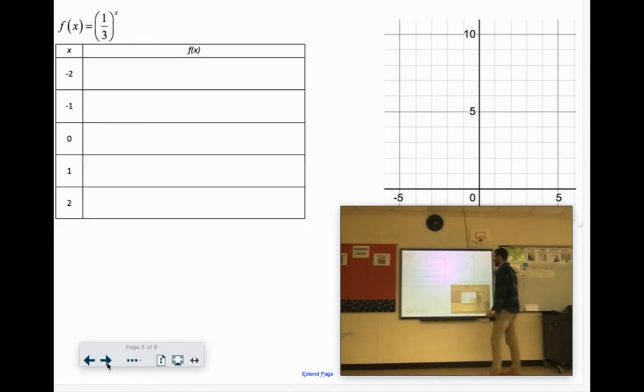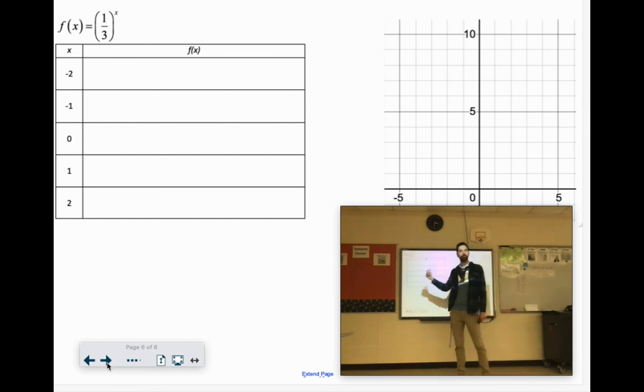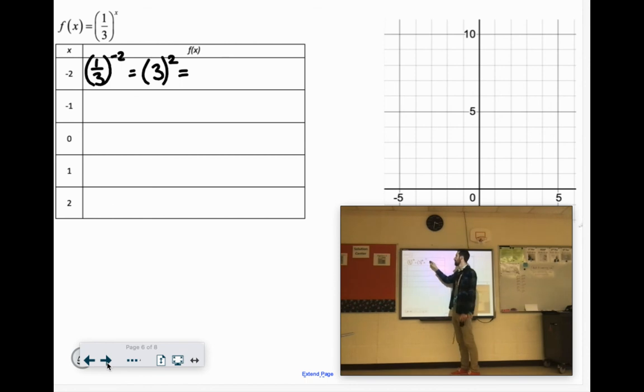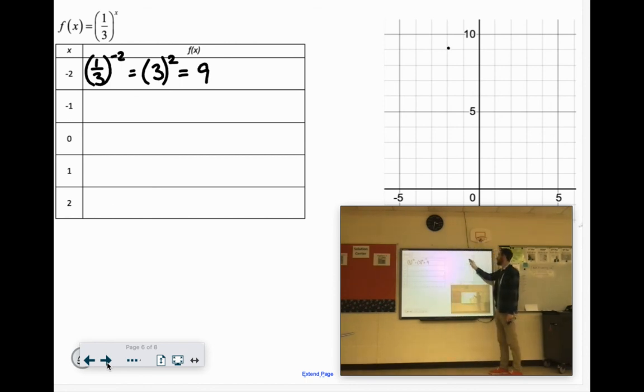1/3 to the x power. Now think, is this showing you growth or decay? Look at the number with the exponent. It's 1/3, smaller than 1, so this will show us exponential decay. So we're doing 1/3 to the negative second power. Remember, we can flip that fraction, 3 over 1, and make it to the positive second power. 3 squared is 9. So our point is -2, 9. That wasn't even that bad.